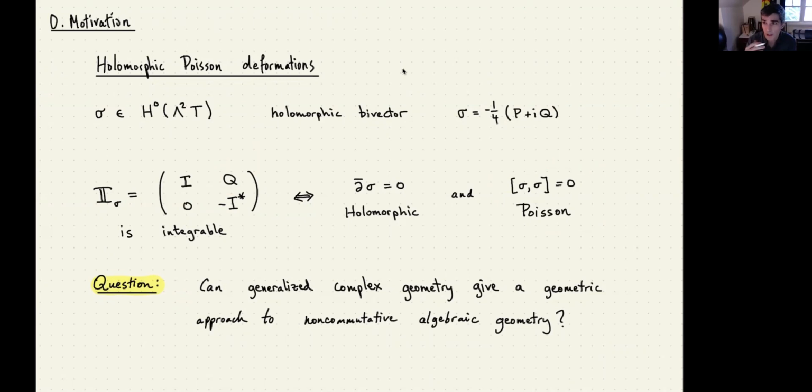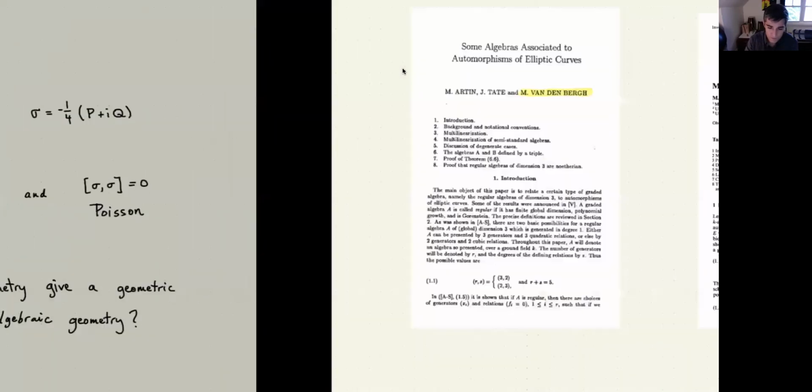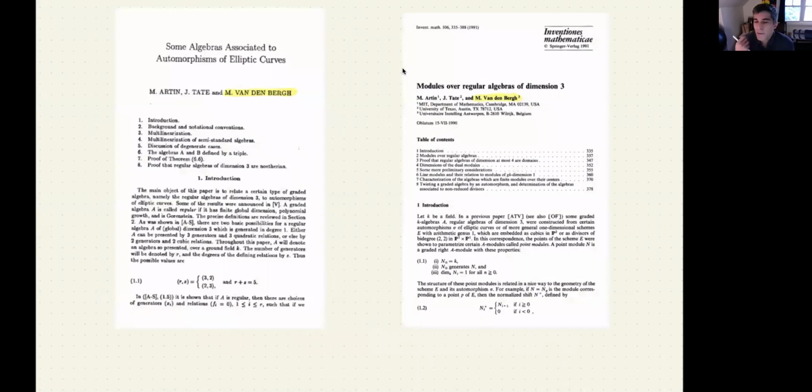And the question that I'm asking here is the same as the one that we talked about 15 years ago, which is, can this fact be used to give a geometric approach to non-commutative algebraic geometry? Can we somehow explain these non-commutative rings using generalized complex structures?